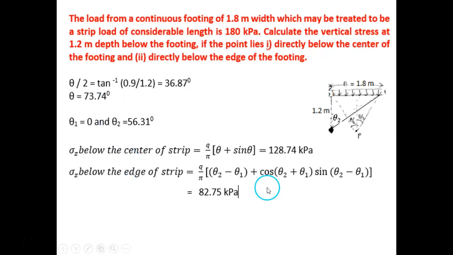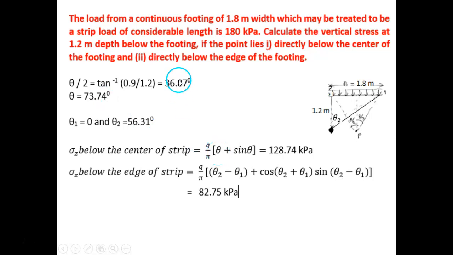Then by taking the equation q by pi into theta plus sin theta, we can find the increase in stress as 128.74 kilonewton per meter square. But here theta value must be taken in radians. 73.74 into pi by 180.